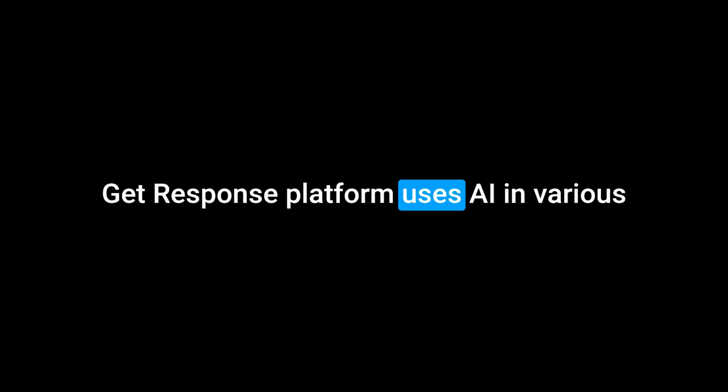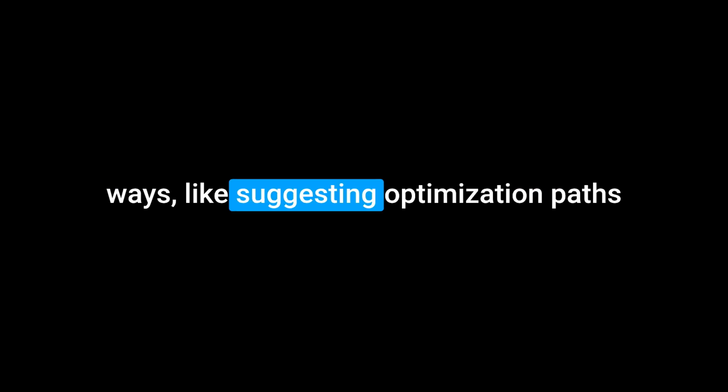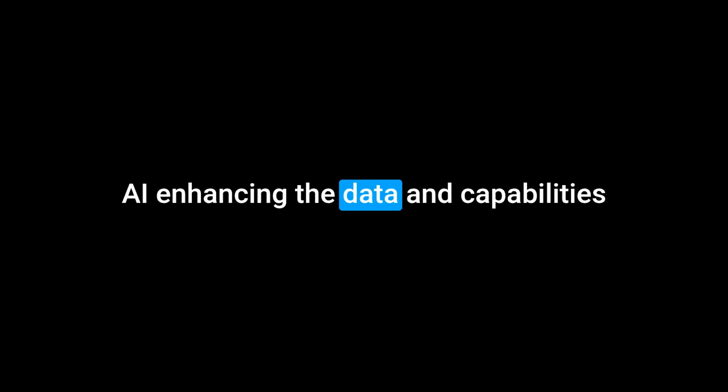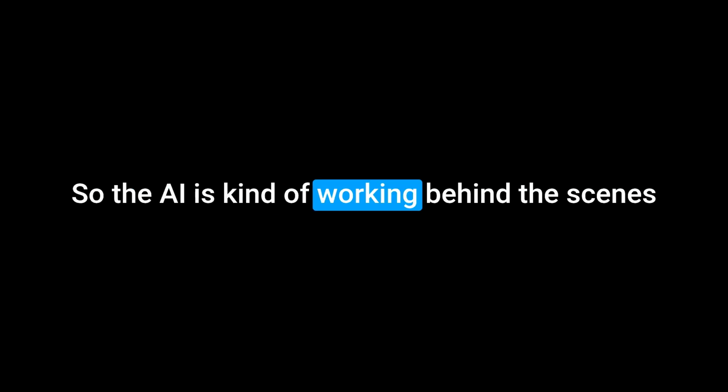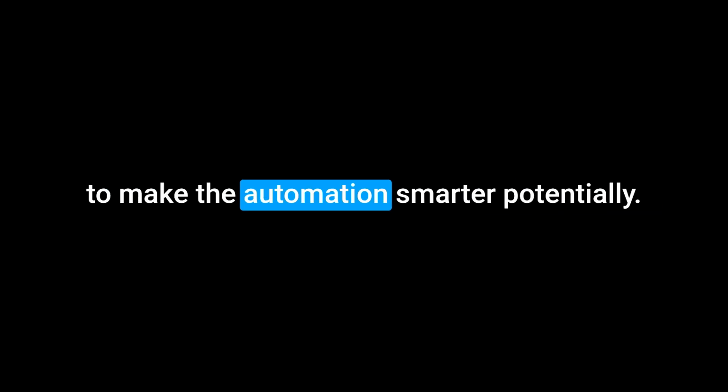While the visual builder is the core interface you interact with, the underlying GetResponse platform uses AI in various ways, like suggesting optimization paths or potentially segmenting audiences intelligently before they even enter a workflow. It's less about AI building the workflow for you step by step, and more about AI enhancing the data and capabilities available to the workflow builder. Got it. So the AI is kind of working behind the scenes to make the automation smarter, potentially. That seems to be the goal, yes, to make the whole process more efficient and data-driven.